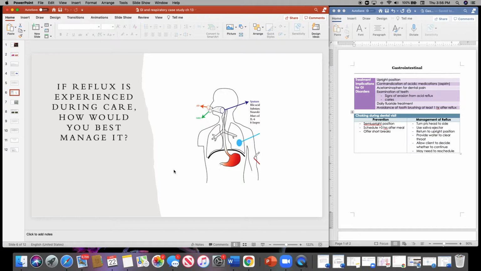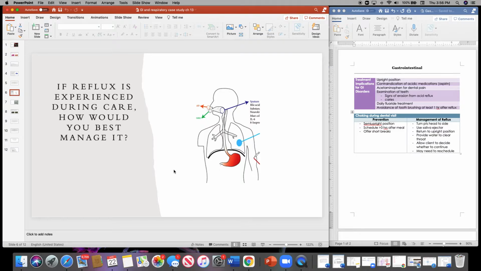So, what if reflux is experienced during care, right? They actually have reflux. How would you best manage it? So just think to a scenario, right? You have a patient leaned back, fairly normal, and they've experienced some reflux. They might be coughing a little bit, or they may even sit up partially really quickly. So in a scenario like this, I want you to write down some things that you would consider, right?